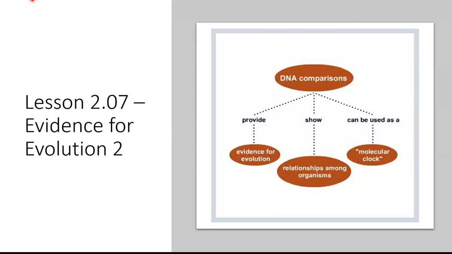All right, kiddos, today we're going to do lesson 2.07, Evidence for Evolution, the second part, part 2. And we are going to talk about how scientists use DNA to support the theory of evolution.